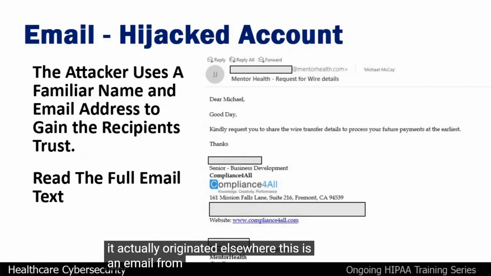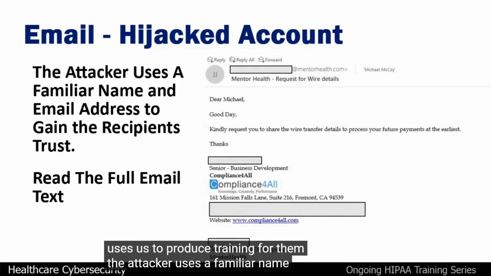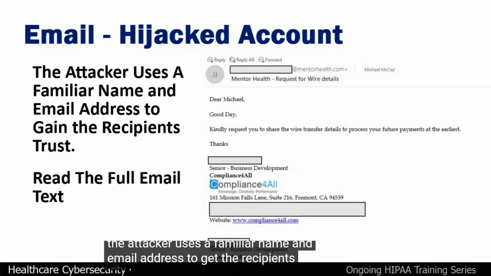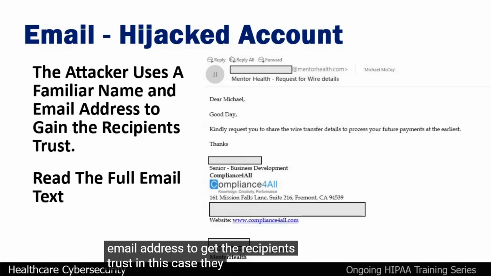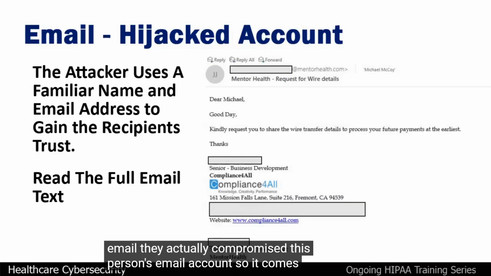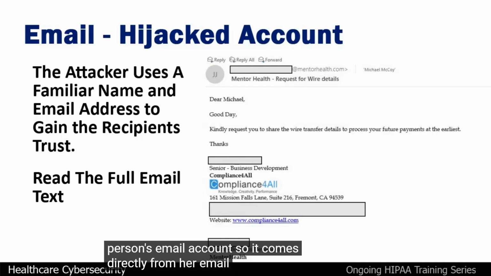This is an email from one of the companies that uses us to produce training for them. The attacker uses a familiar name and email address to get the recipient's trust. In this case, they didn't spoof the email. They actually compromised this person's email account, so it comes directly from her email.